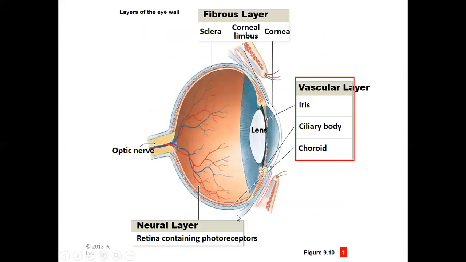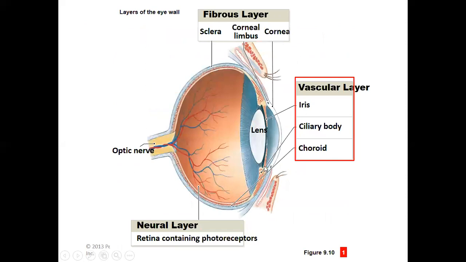Where is it pointed out on here? Here's the choroid is the middle layer. So there's 1 layer, 2 layers, 3 layers. The inner layer we'll talk about next, but this middle layer is the choroid, where blood vessels, mostly blood vessels that supply blood to the eye, are located.